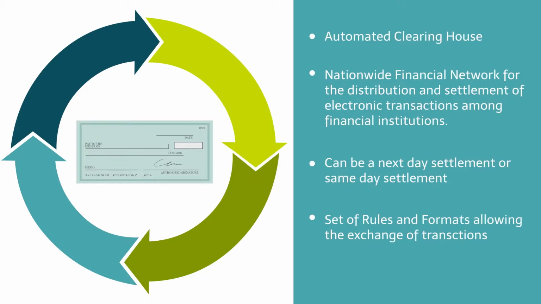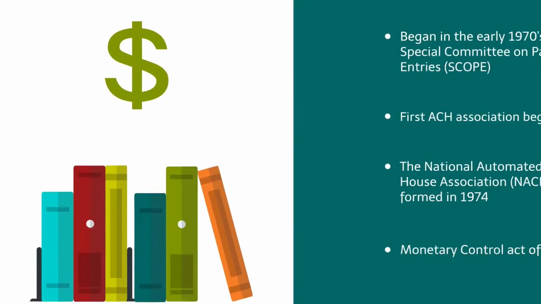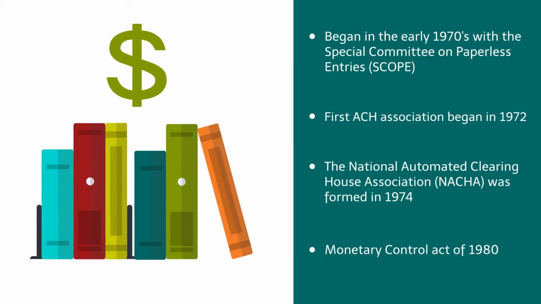the exchange of transactions. ACH began in the early 1970s with a special committee on paperless entries. The first ACH Association began in 1972, and the National Automated Clearinghouse Association, which we now know as NACHA, was formed in 1974. The Monetary Control Act governing ACH transactions was established in 1980.